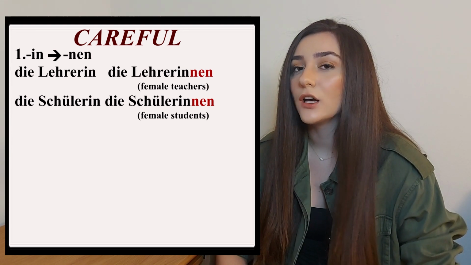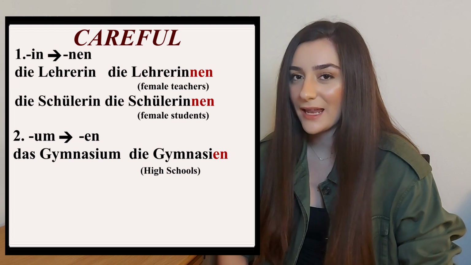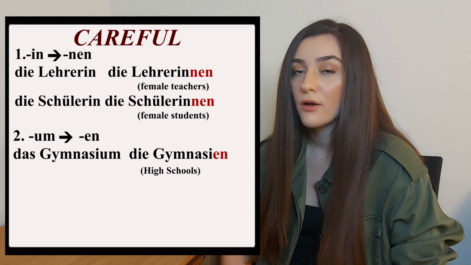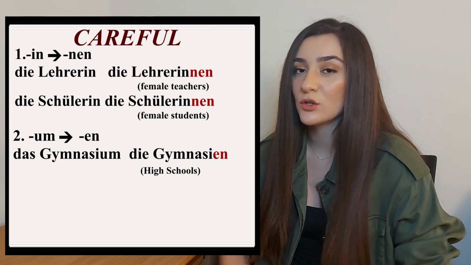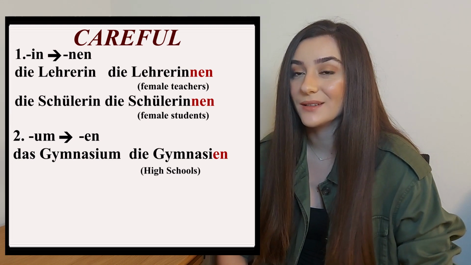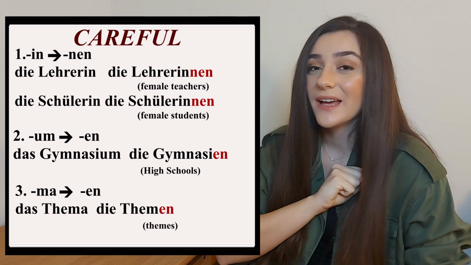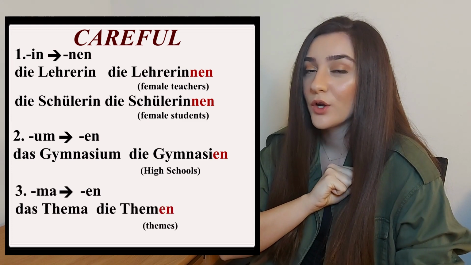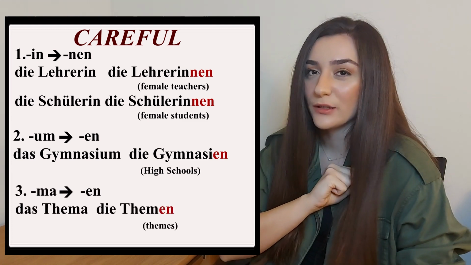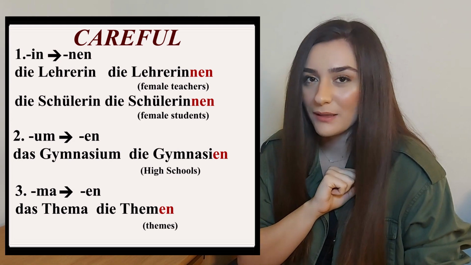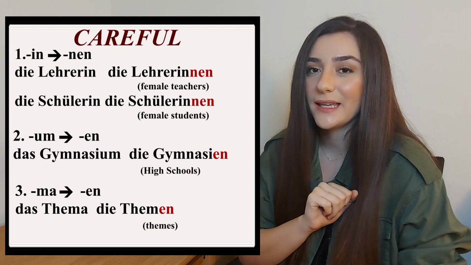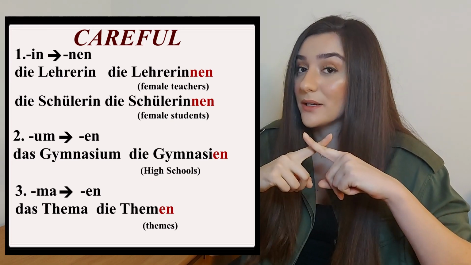Nouns with the ending um get the ending n in plural. For example, das Gymnasium, die Gymnasien. Last but not least, the nouns with the ending ma in singular will be n in plural. For example, das Thema and die Themen, not die Themas.